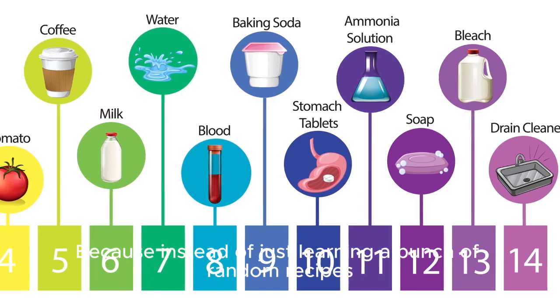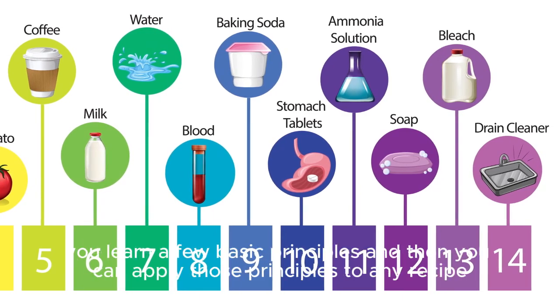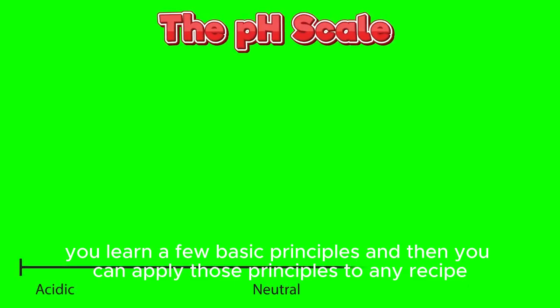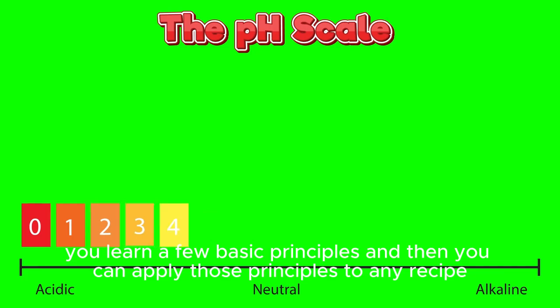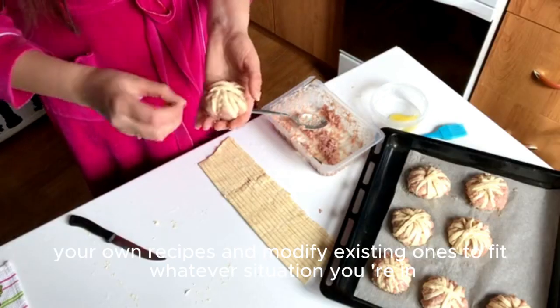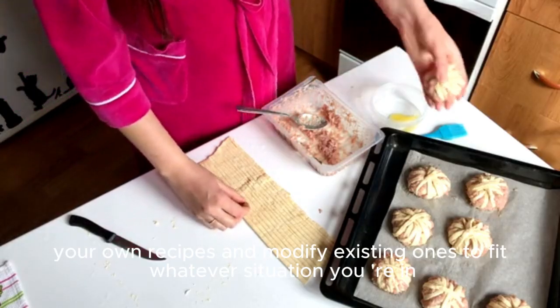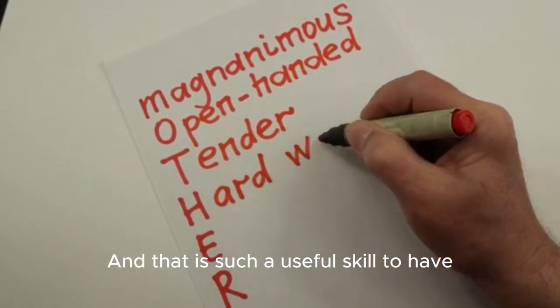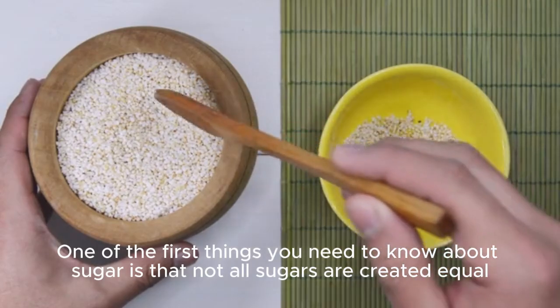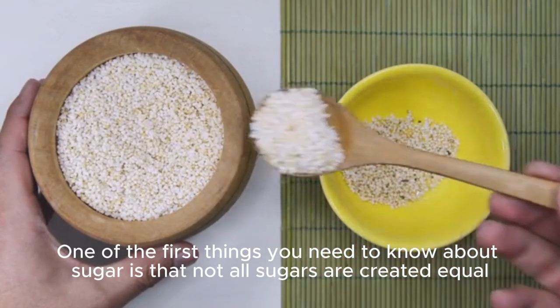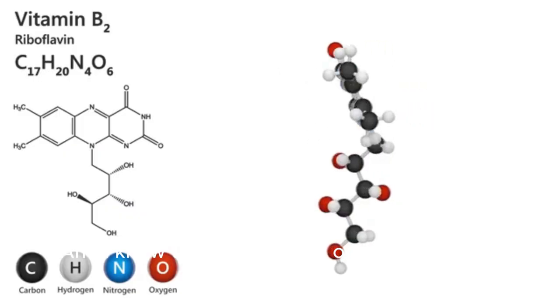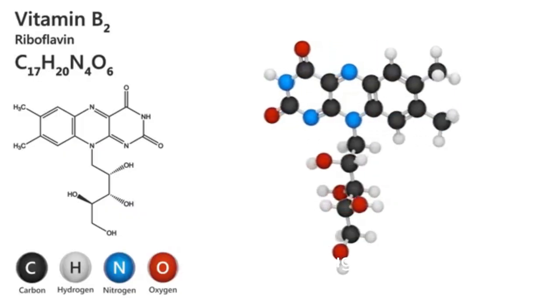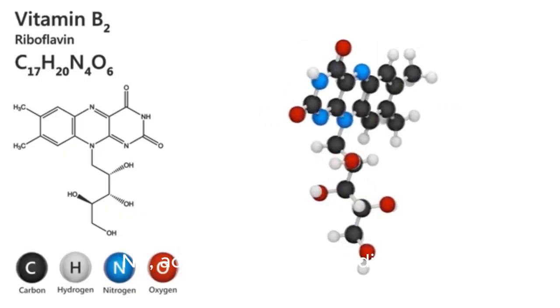Because instead of just learning a bunch of random recipes, you learn a few basic principles, and then you can apply those principles to any recipe, which means you can come up with your own recipes and modify existing ones to fit whatever situation you're in. And that is such a useful skill to have. One of the first things you need to know about sugar is that not all sugars are created equal. And I know that sounds kind of weird because after all, isn't sugar just sugar? No, actually, they're very different.